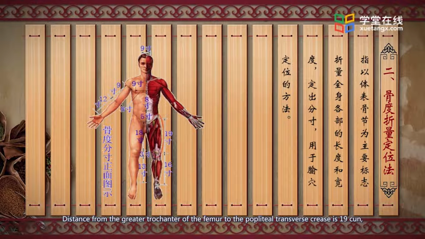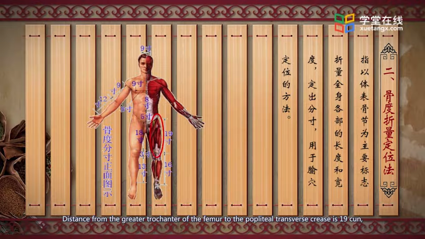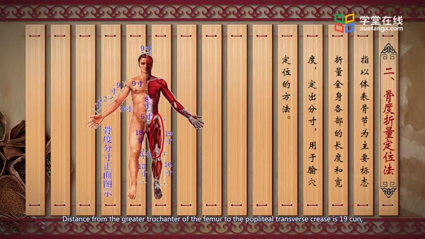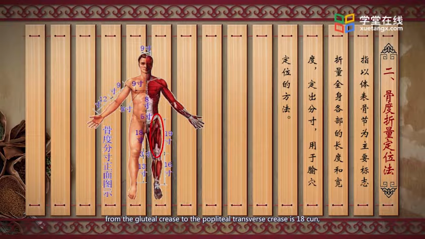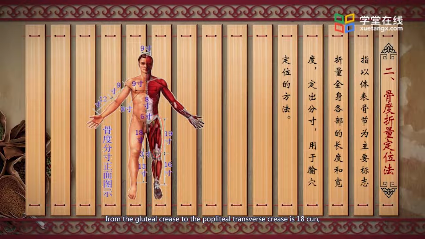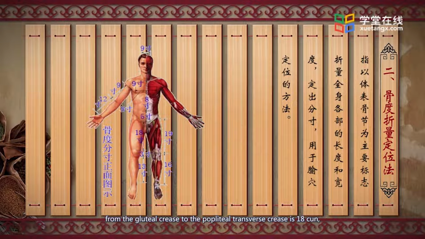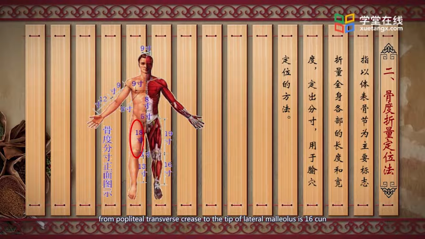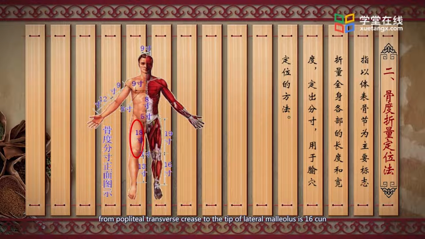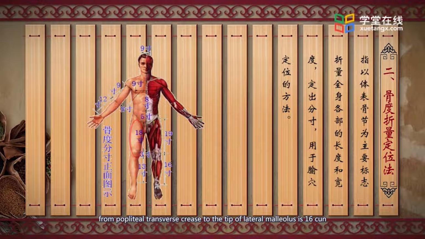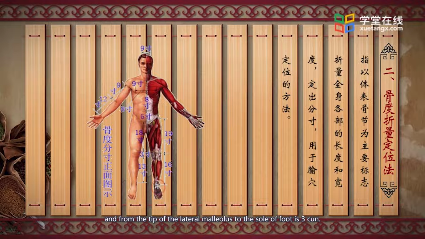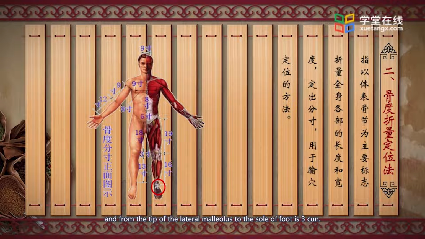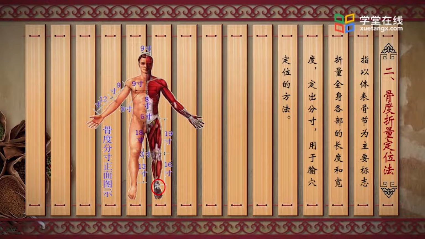Distance from the great trochanter of the femur to the popliteal creases is 19 cun. From the gluteal creases to the popliteal transverse creases is 18 cun. From popliteal transverse creases to the tip of lateral malleolus is 16 cun, and from the tip of the lateral malleolus to the sole of foot is 3 cun.